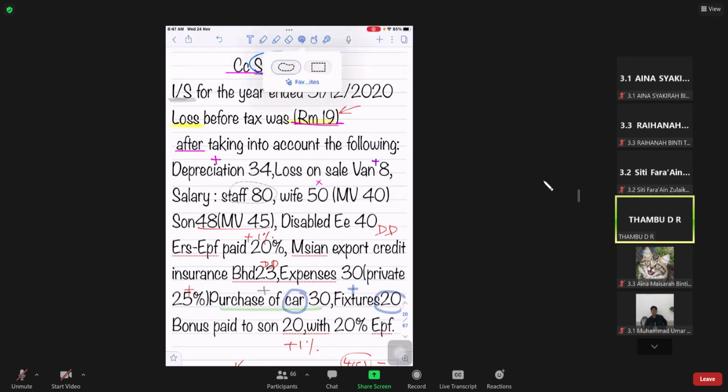Son, you paid 48, market says only 45. So I'll add back 3. So here I'll add back 3. Correct or not? Okay. There I'll add back 3. Disabled employee, I give double deduction. Correct? I give double deduction.